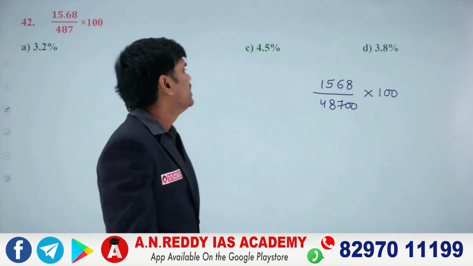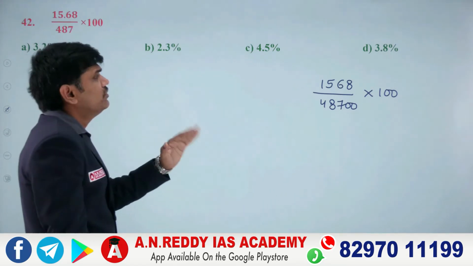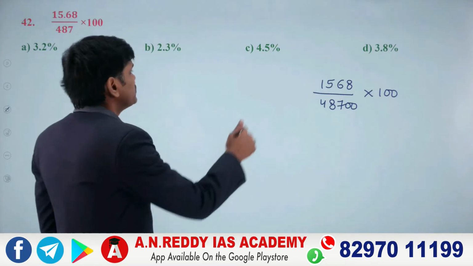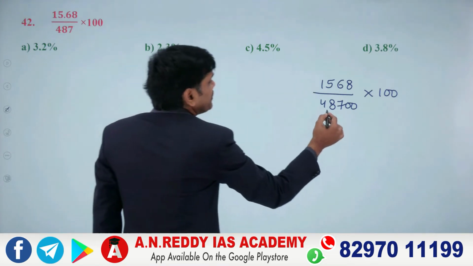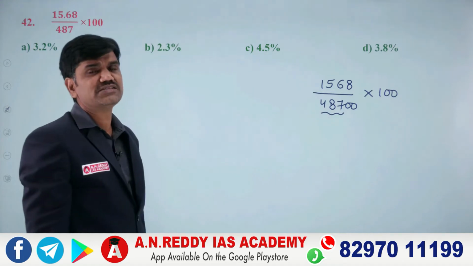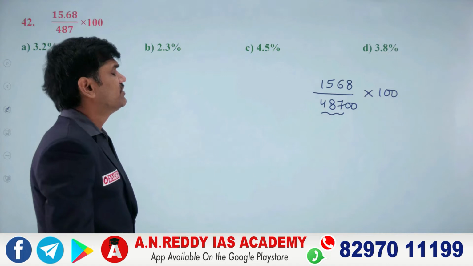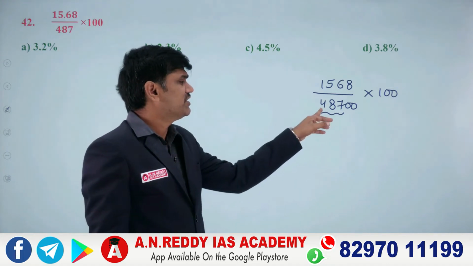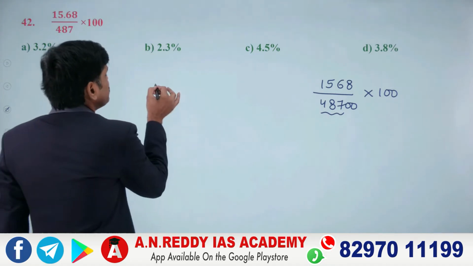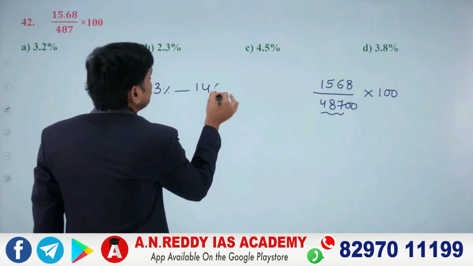As all your options are in the range of 2.3 to 4.5, you think in that range only. Now check. 1% is 487. 2% will be double of that, that is 974. So that is more than 2%. 3% will give you how much? 3% will give you 1461. So I am very much sure that it is more than 3%. 3% is 1461. Don't be afraid.